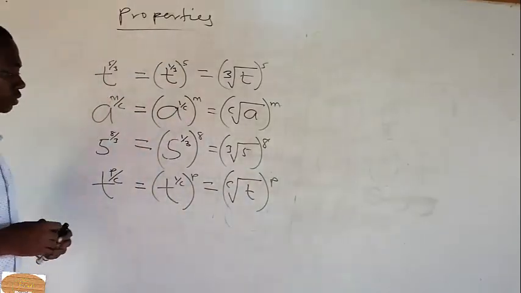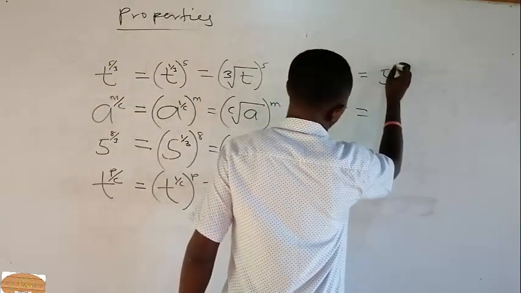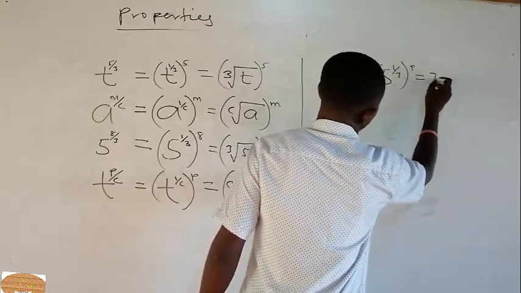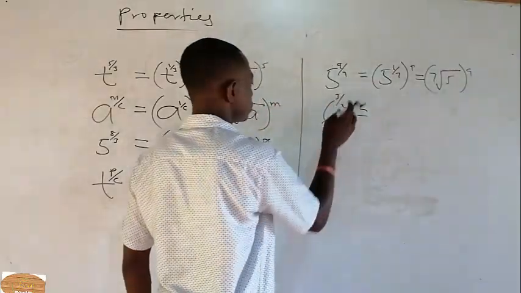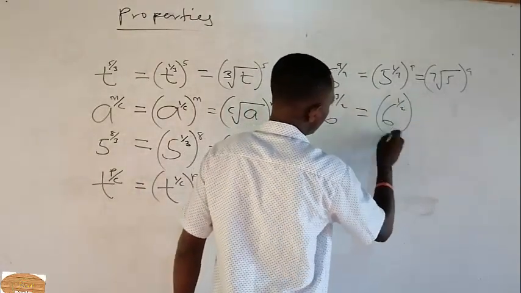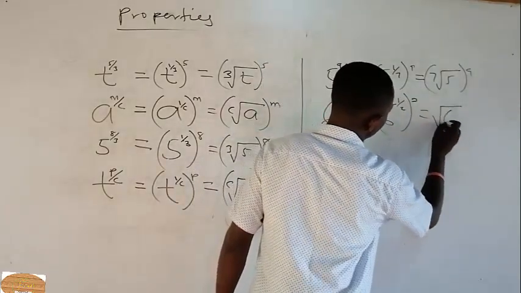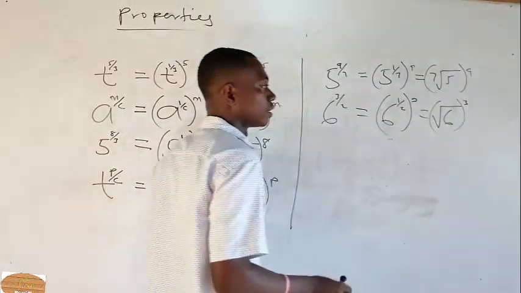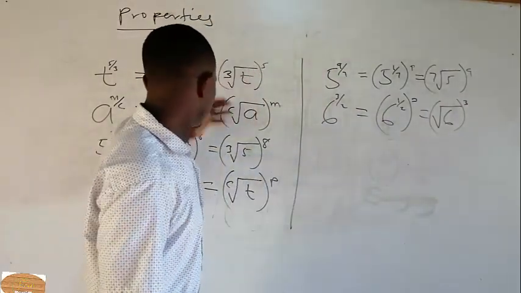Let me give you some to try. This one is the same as 5 to the power 1 over 7, all to the power 9, which is the 7th root of 5, all to the power 9. And 6 to the power 3 over 2 is the same as 6 to the power 1 over 2, all to the power 3, which is the square root of 6, all to the power 3. So these are the examples.